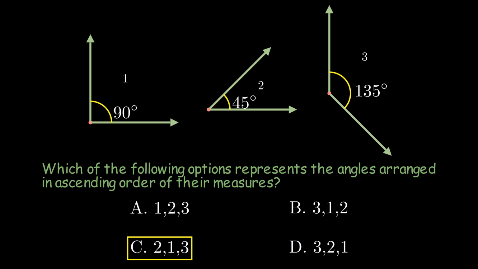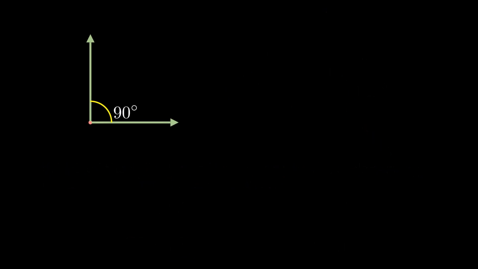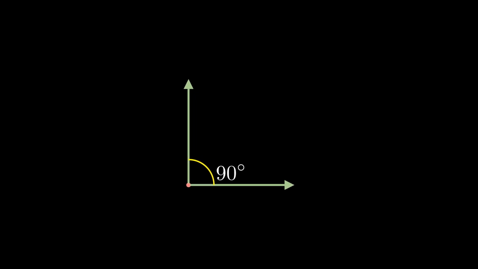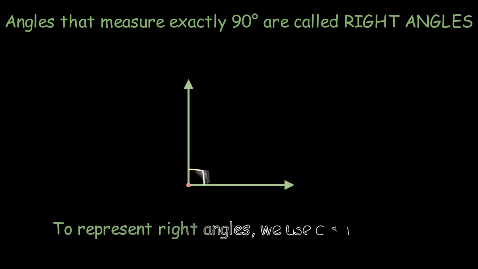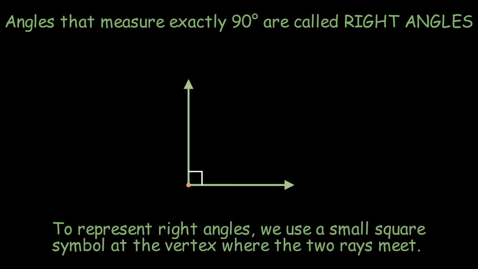Now that we know why option C is the right answer, let's look more closely at each of these angles and find out what their names are, starting with the 90 degrees angle. Angles that measure exactly 90 degrees are called right angles. Right angles are represented by a small square at the vertex where the two rays meet. Keep in mind that there is no such thing as wrong angles or left angles. Right angle is just the name we give to angles that measure exactly 90 degrees.